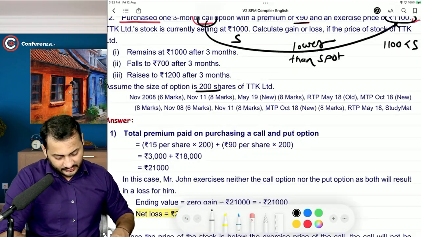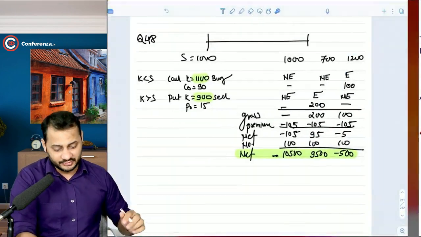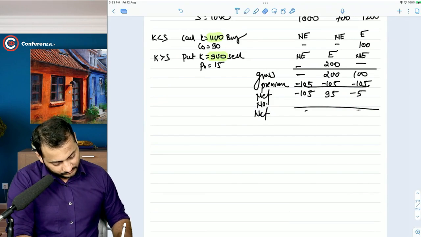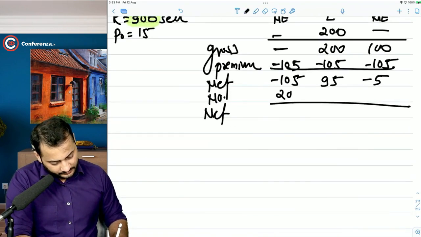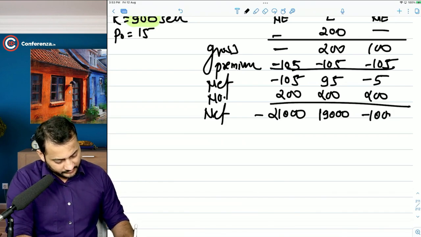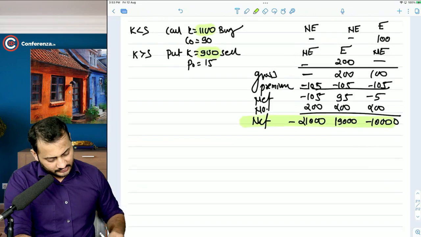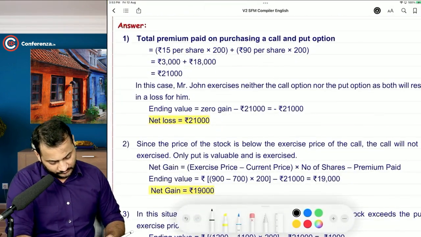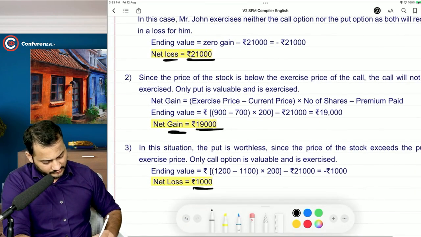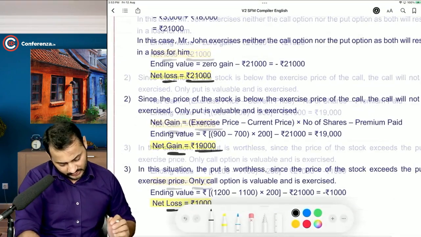Okay, that's my mistake. It's not 100 shares, it's 200 shares. So I will have to just update the answer. Let's take 200. So this is going to be 21,000 negative. This will be 19,000 and this will be 10,000 negative. So now let's check the answer. 21,000 negative, 19,000 positive and 1,000 loss. 1,000? 10,000.